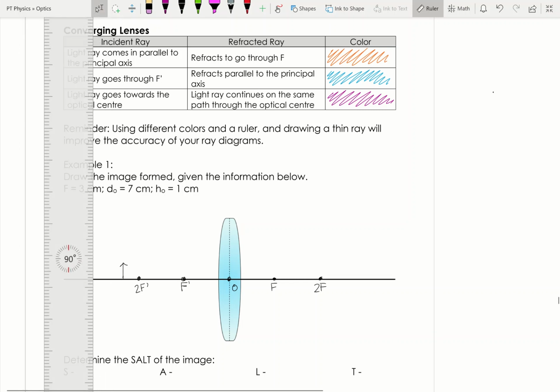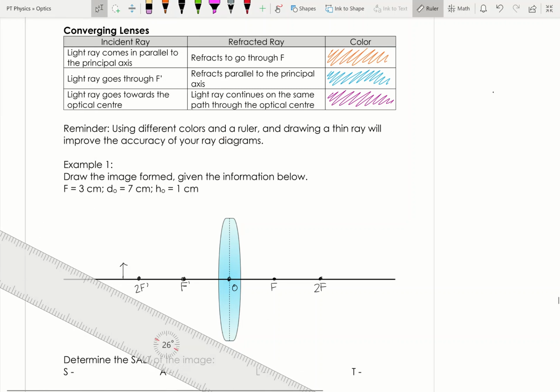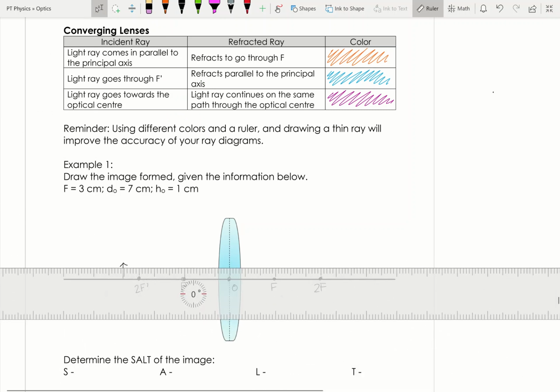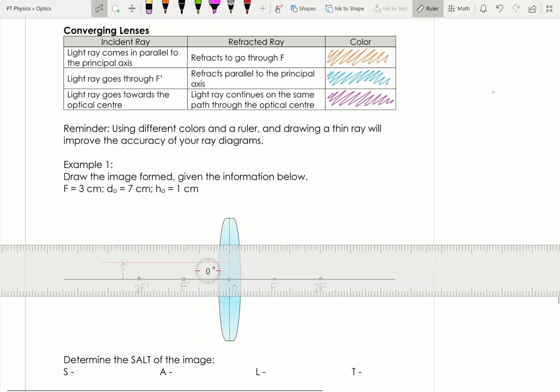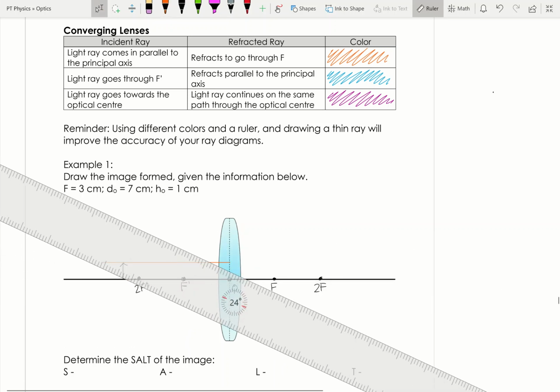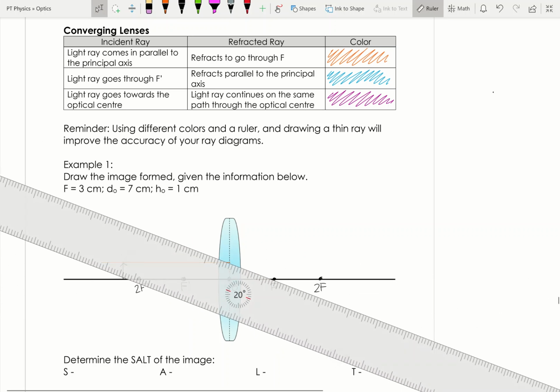Okay, so now we can start with our rays. We're going to do them in the right order. So ray 1 goes in parallel to the center of the lens and then refracts to go through F.